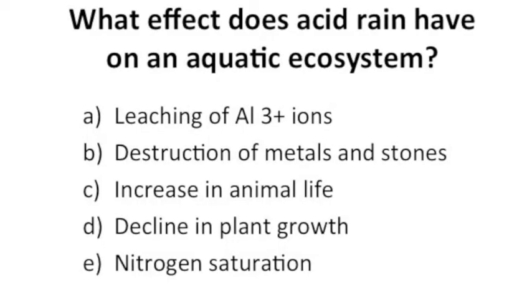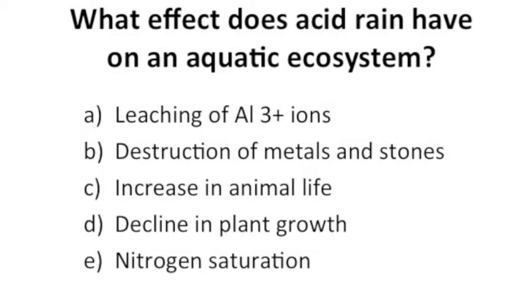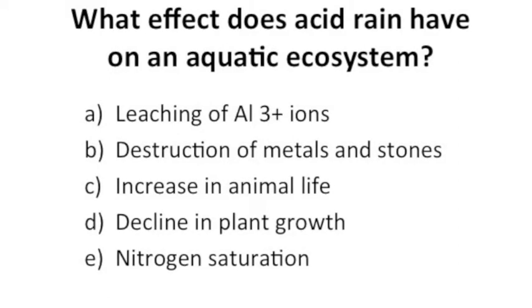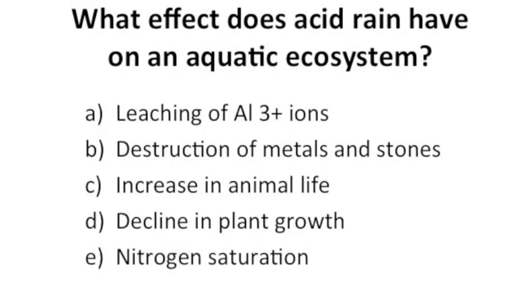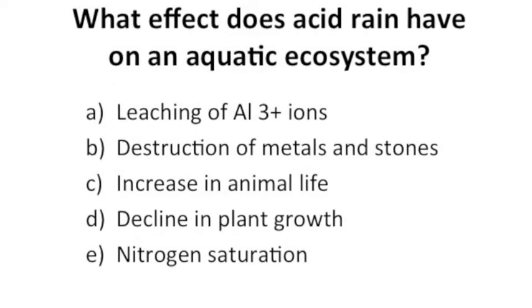To give you some practice, here's a sample AP multiple choice question. The question is, what effect does acid rain have on an aquatic ecosystem? Your answer choices are A, leaching of aluminum ions, and leaching is just the extraction of a mineral by a carrier liquid. B, the destruction of metals and stones, C, an increase in animal life, D, a decline in plant growth, or E, nitrogen saturation. So I'll give you about 10 seconds here to make your answer choice.